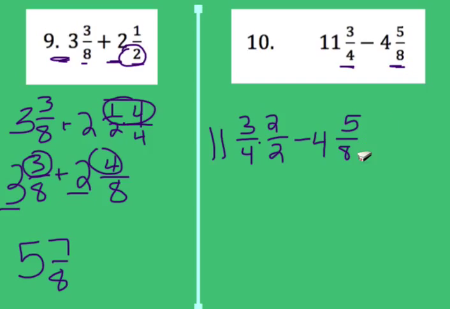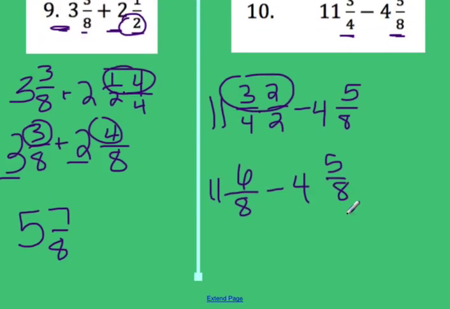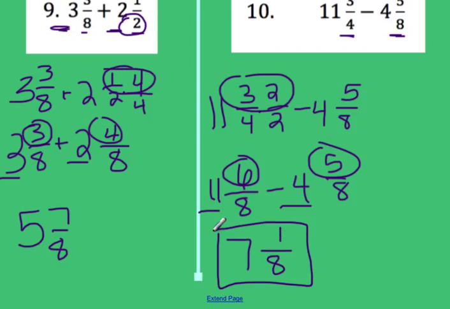So then, what we're going to do next is we are going to multiply these fractions. So we have 11. And then 3 times 2 is 6, and then 4 times 2 is 8, minus 4, and then 5/8. So again, we want to subtract whole number to whole number, fraction to fraction, okay? So 11 minus 4 is going to give me 7. 6 minus 5 is going to give me 1, and that's going to be over 8, because that was our common denominator that we found.